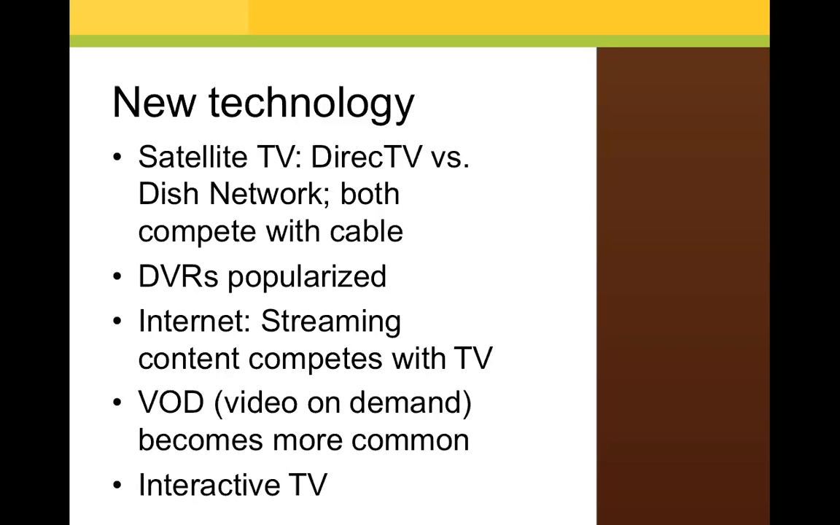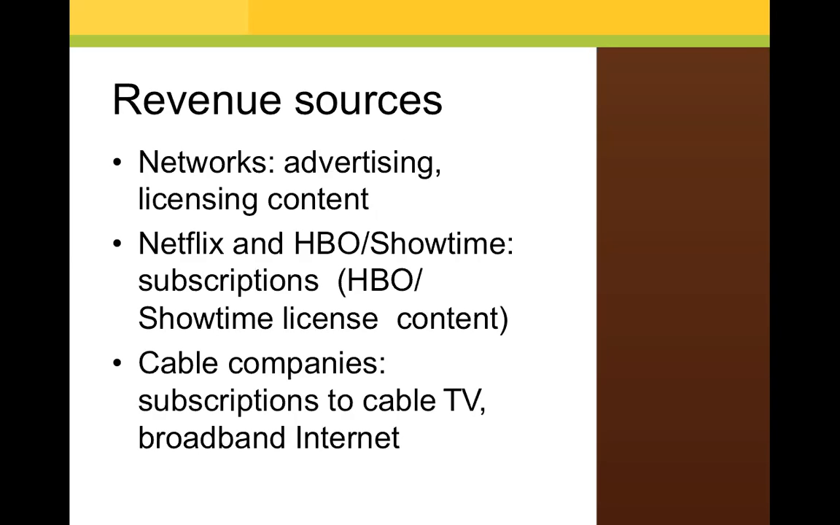And we have things like video on demand, where we can buy an individual program to watch. We have interactive TV, where we can have back and forth on a TV service in the same way we do when we're on a web page. And what about talking about the revenue sources? The networks get their money from advertising and from licensing their content. Netflix and HBO Showtime sell subscriptions to make their money, and then they license some of the content they have.